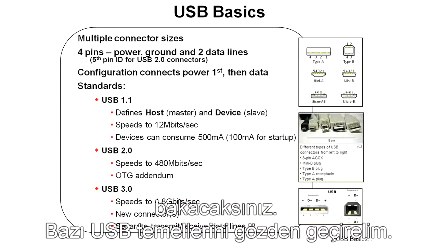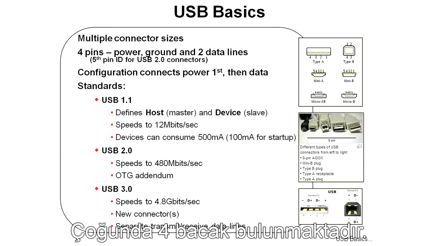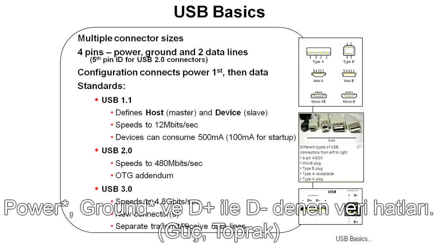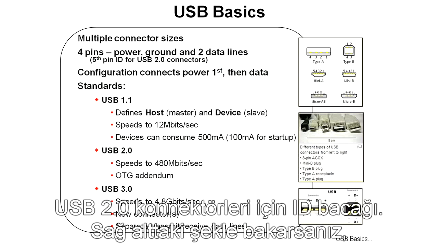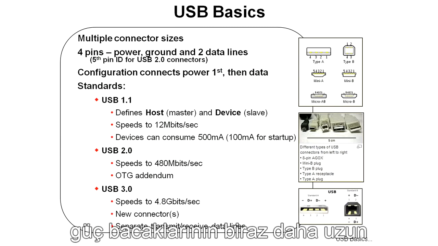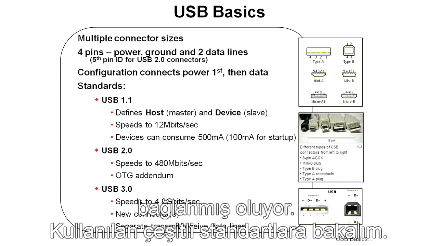Reviewing some USB basics, obviously USB connectors come in multiple sizes, as you can see on the top right there. Most of them have 4 pins: power, ground, and 2 data lines called D plus and D minus. Some of the connectors have a 5th pin, ID, for USB 2.0 connectors. If you take a look at the diagram on the bottom right, it'll show you that the pins for the power are slightly longer. That way the power will be connected first and then the data.